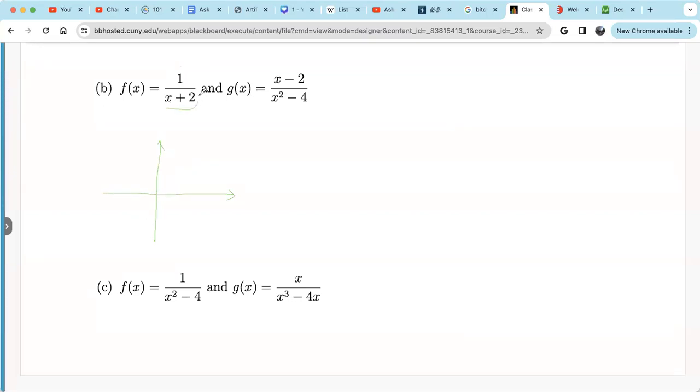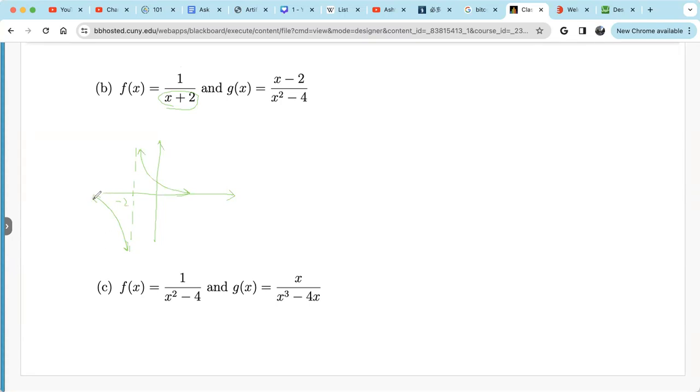But with x plus 2, we see a vertical asymptote at x equals -2. So let's see, this is -2. Let's draw the vertical asymptote here first. Then our graph is here. So this is the first piece in the first quadrant. Then we have another piece in the third quadrant.